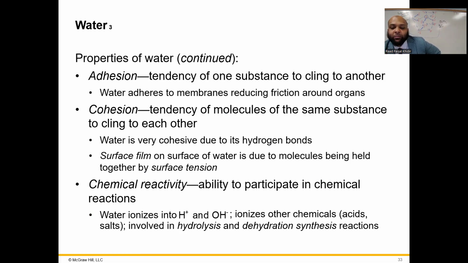So the surface film on the surface of water is due to molecules being held together by the surface tension. And chemical reactivity. Chemical reactivity is the ability to participate in chemical reactions. So water ionizes into H plus and OH minus. The ionization of water can also be seen in ionizing other chemicals, acids and salts. So it involves the hydrolysis and the dehydration synthesis reactions.